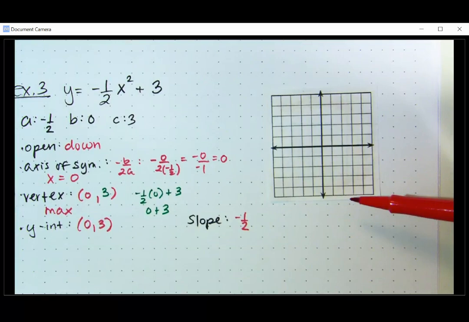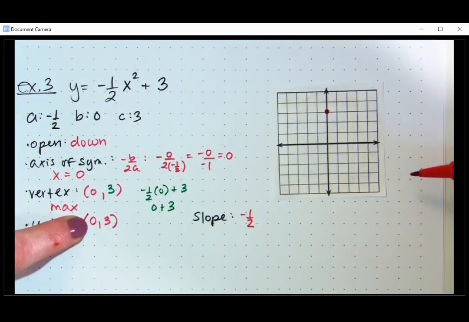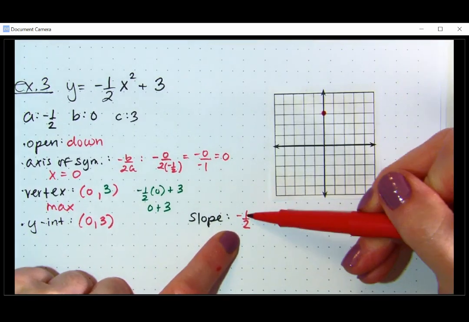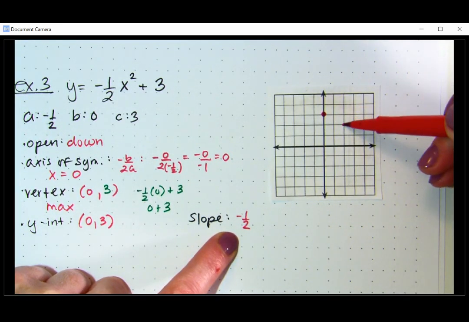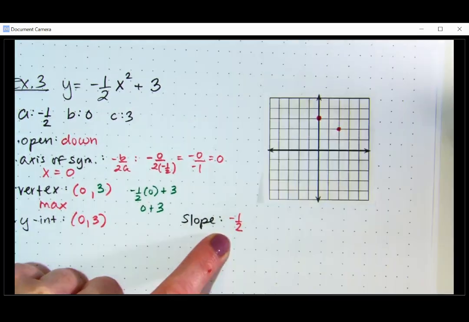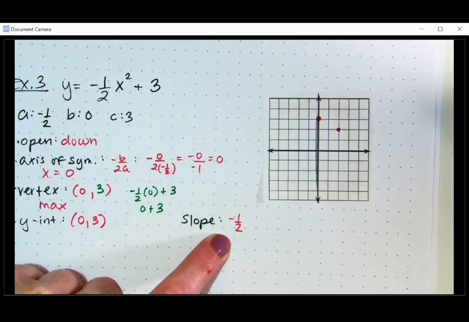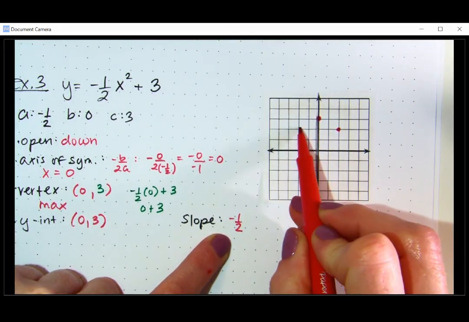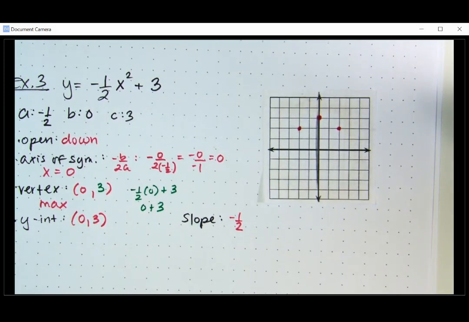So my vertex is (0, 3). My slope is -1/2, so I'm going to go down 1 over 2 to find this point. Remember, my axis of symmetry is right here, so this will reflect over there. Right, so those are 2 points.